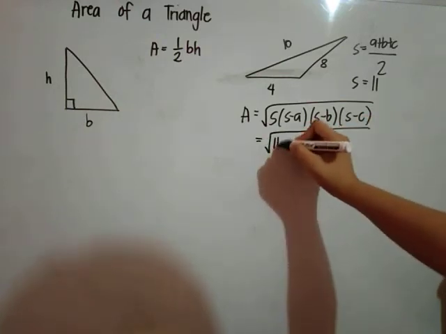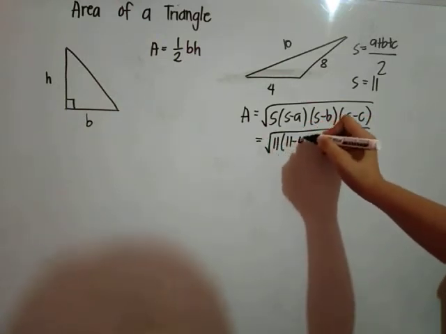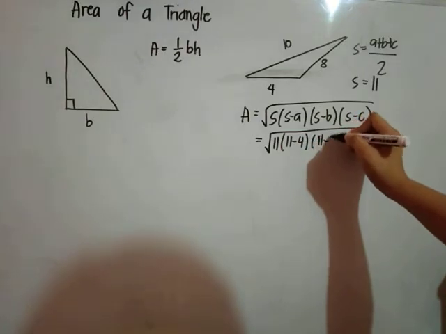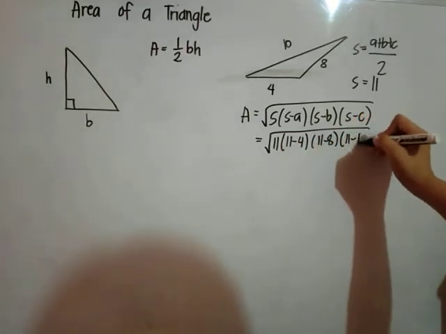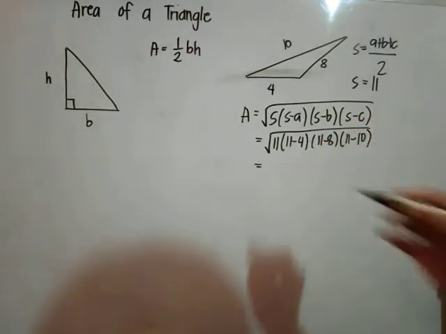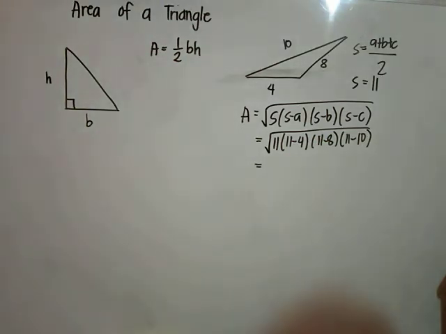Paano kunin? Substitute lang. So, we have 11, 11 minus 4, 11 minus 8, 11 minus 10. So, ayan na. So, we have the value of our area. So, we have 11 times 7 times 3 times 1, and we have 15.2.